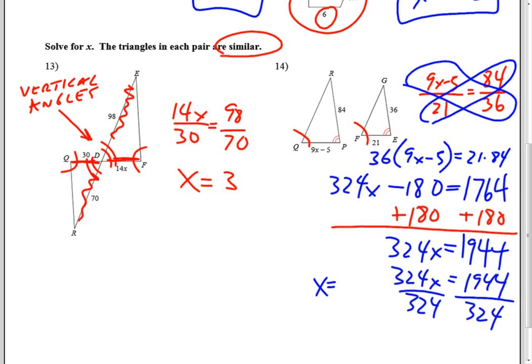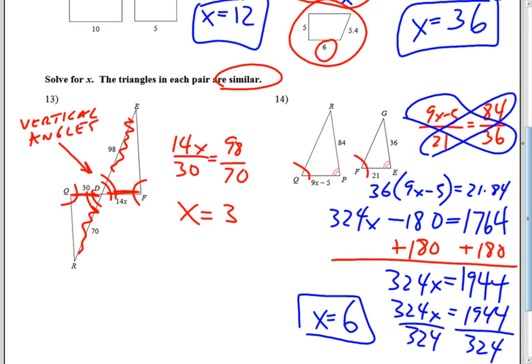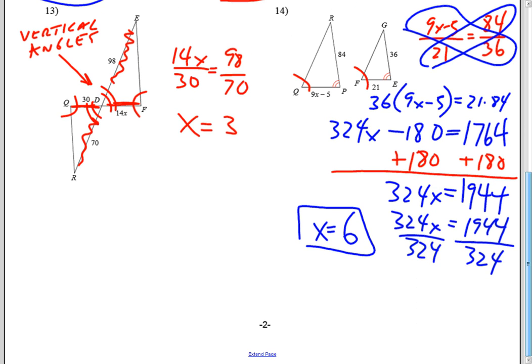Are we getting 6 out of all that? For the classes that have already taken this test, some of the questions want you to find x. I think that's what this one did. But some of the questions want you to give a side length or give an angle measure. Sometimes you're going to have to put it back into your algebraic expression. Is my arithmetic right? Do I get a 6 out of that?